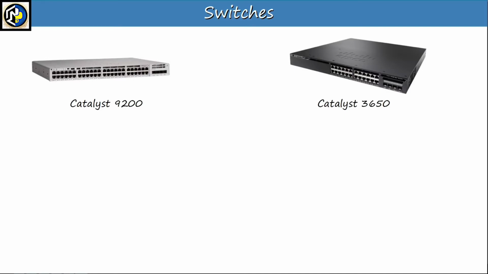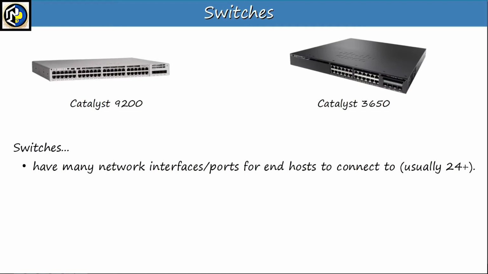So let's talk more about switches. Here on the left is the same Cisco switch from the last slide. It's a Catalyst 9200 model switch. On the right is a Catalyst 3650 model switch. Catalyst switches are Cisco's enterprise-grade switches, used by many enterprises to connect their LANs.